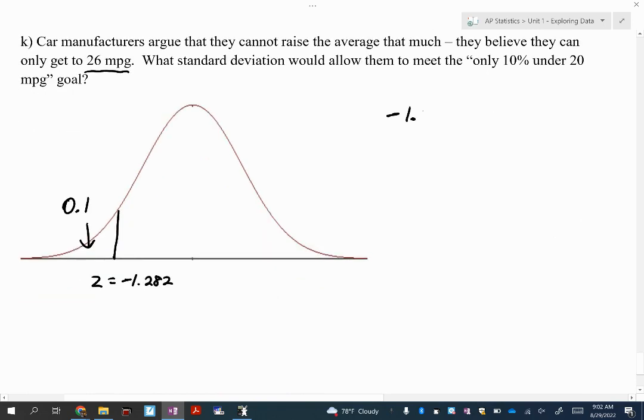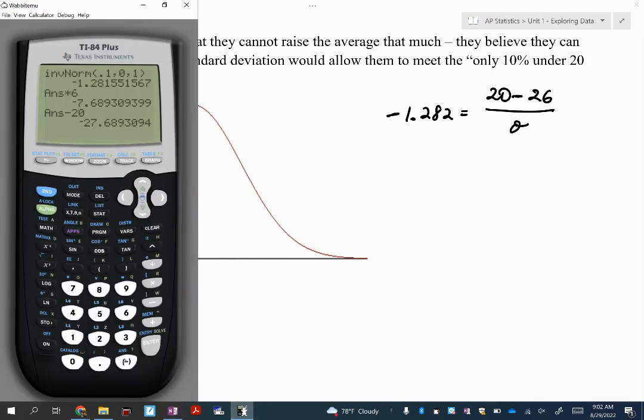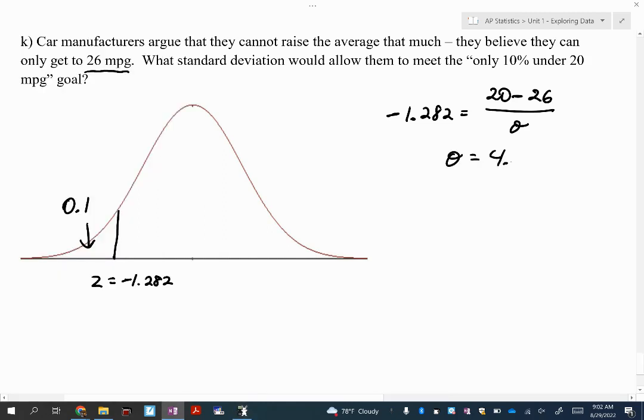But now watch what happens when I use that formula. I'm doing 20 minus 26, they said they could get to 26, but I'm going to solve for a new sigma. So I'm going to move the sigma over with multiplication and then divide by the negative 1.282 on the other side. So essentially, I'm doing negative 6, 20 minus 26, divided by that 1.282 number right here. And when I do that, I get 4.682. So my new sigma is 4.682 miles per gallon.